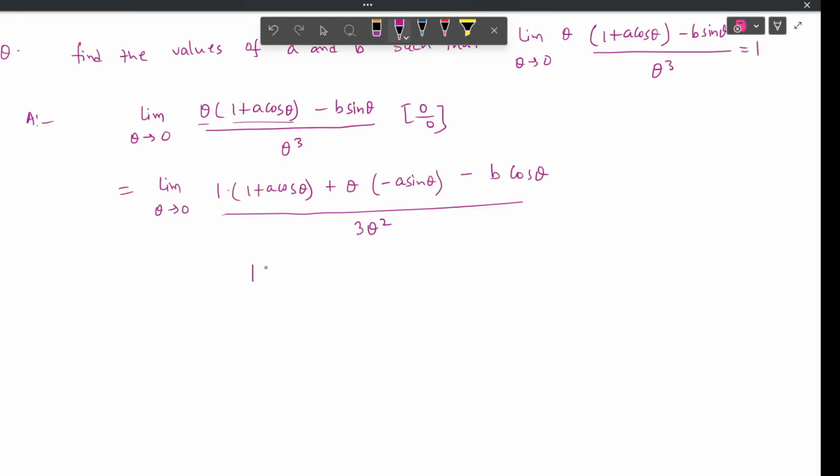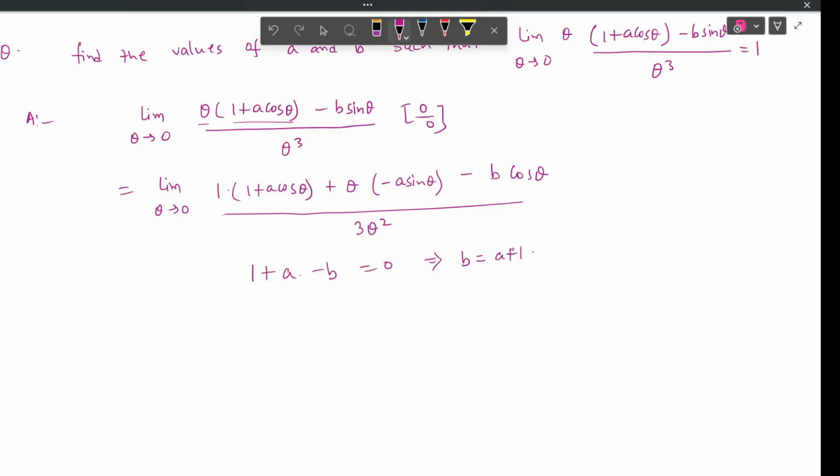That means 1 plus a into cos 0 is 1, so 1 plus a. This whole thing is 0, theta 0 multiplied by something is 0. This is cos 0 is 1, so plus b. Okay, sorry, here is a minus sign, so it would be minus b. That should be 0. So from this we can say b equals to a plus 1.